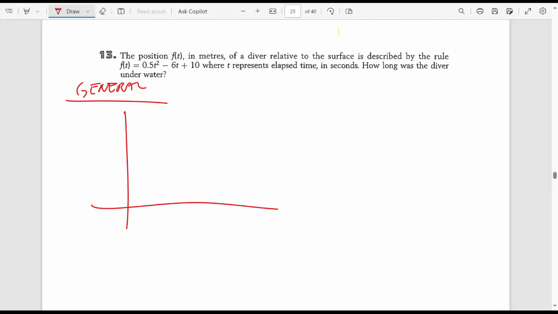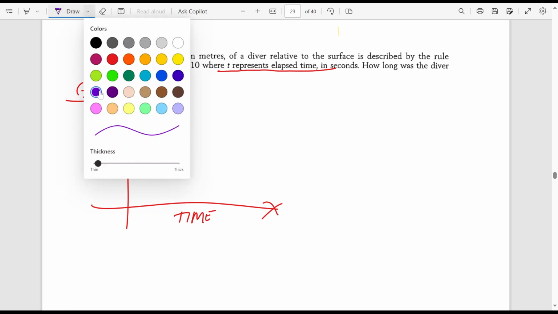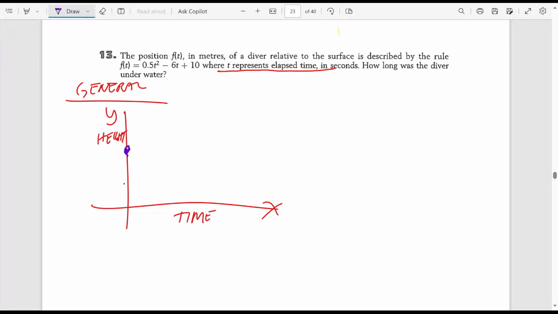Now, if that's the rule, and we're talking about an actual Olympic diver, what is important is that x is time and y is height. If you have to sketch it out, you should know full well that he's starting at 10 meters high and then goes into the water like such. It's a positive a, so it's a smiling parabola.